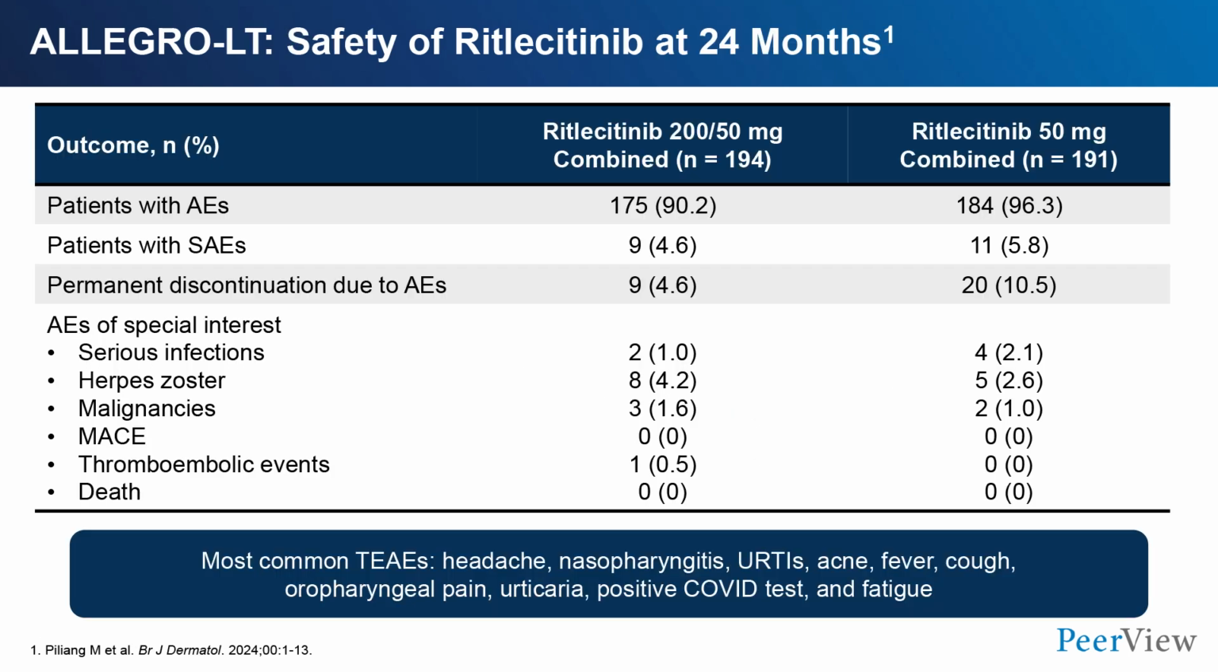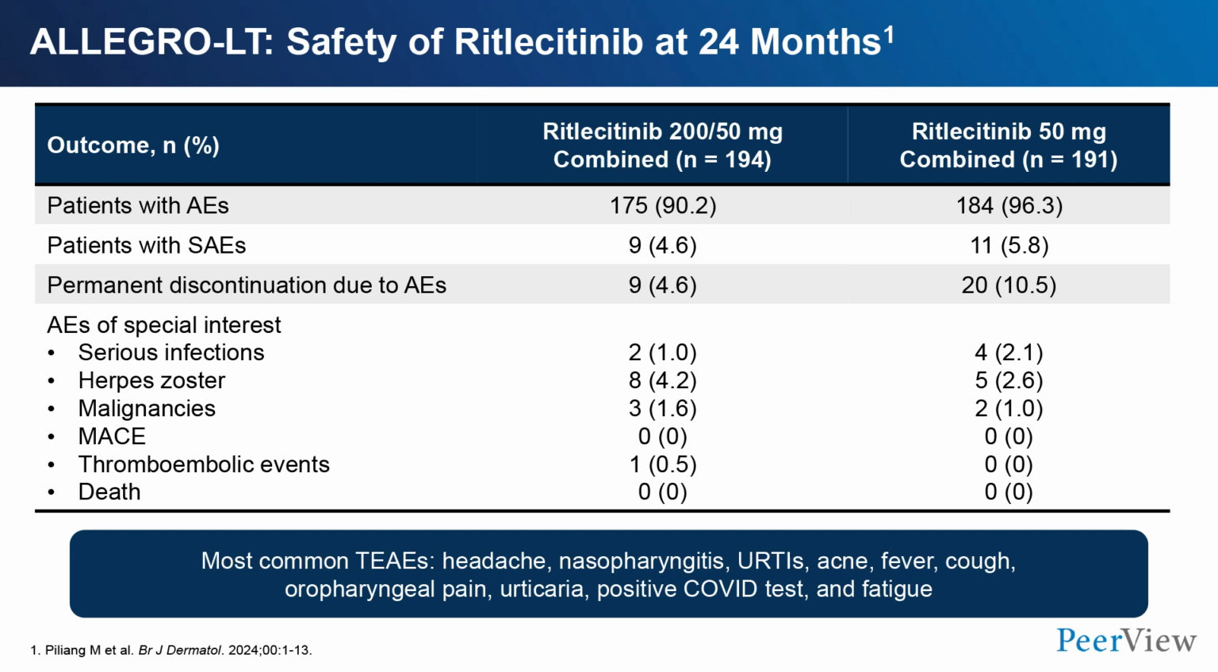When we talk about the safety of ritlecitinib, it's very similar to baricitinib. The most common adverse events were headaches, nasopharyngitis, upper respiratory tract infections, which is very similar to what we recently said about baricitinib. Again, that acne, zoster, I'll point this out again, is increased here in these patients. And so again, for patients who are at risk, going ahead and doing vaccinations prior to starting the medication makes a lot of sense. And also talking to patients about this prior to starting is important.